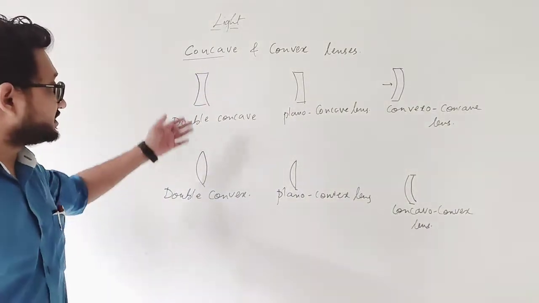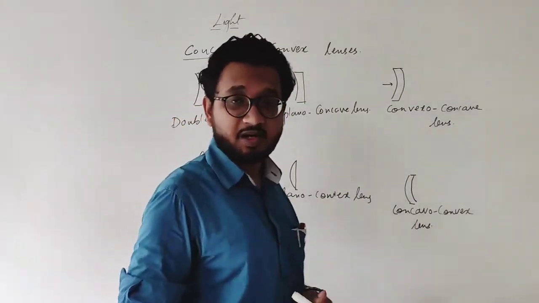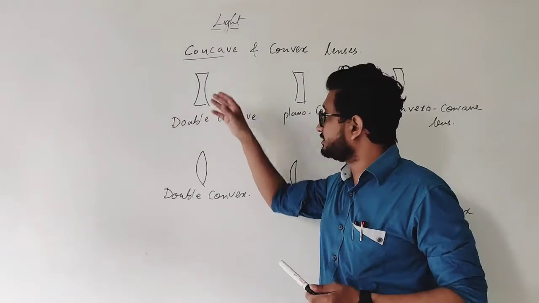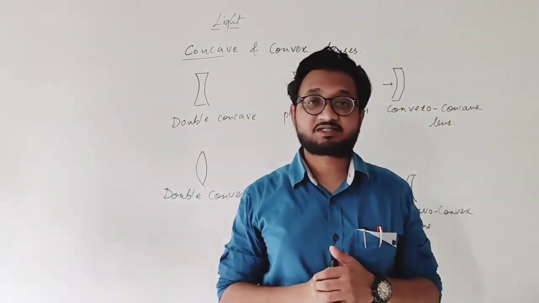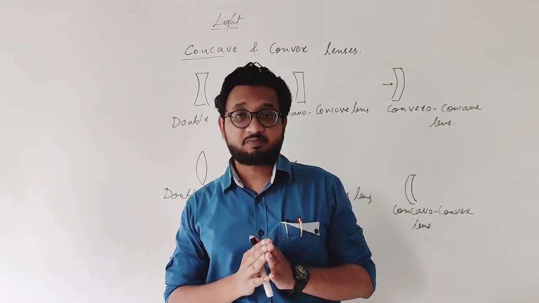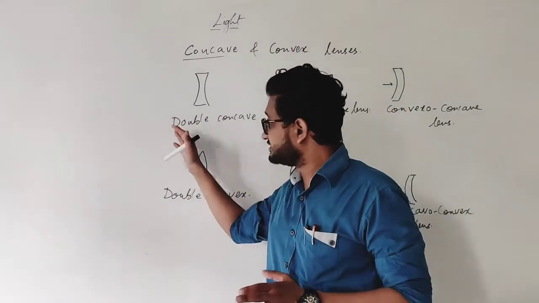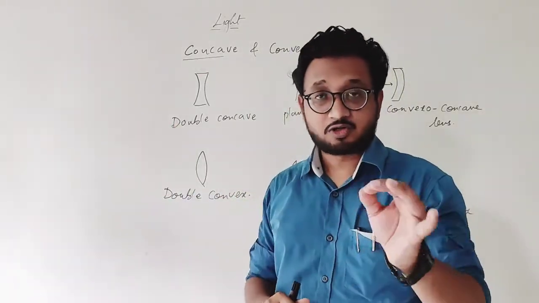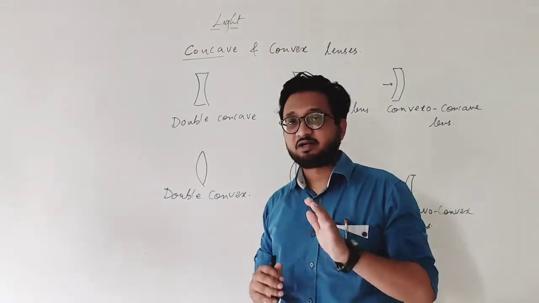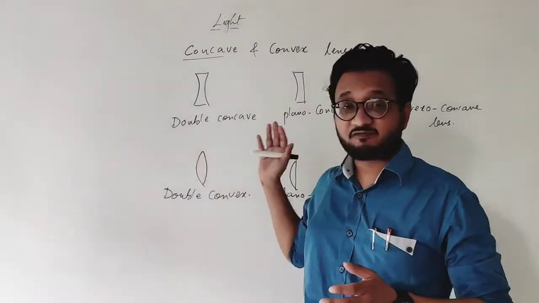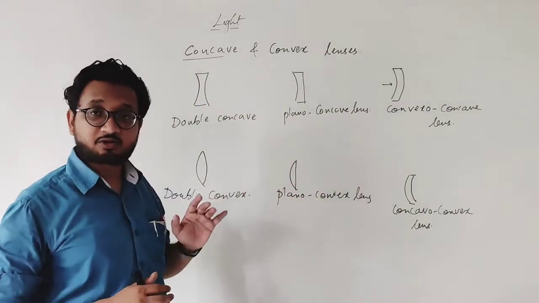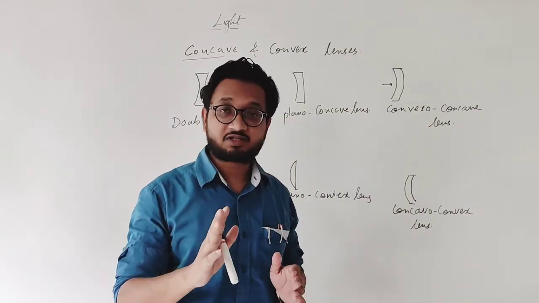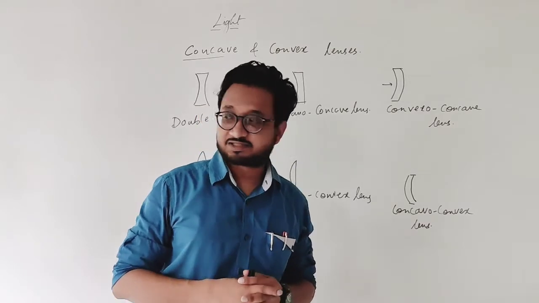So these are the types of lenses, but we are only going to focus on these, that is double concave and double convex lens. And for simplicity, we are not going to say double, we are just going to write concave lens and convex lens. So instead of writing the full name every time, we are not going to mention double concave and double convex every time, just simple concave and convex lenses. Okay?